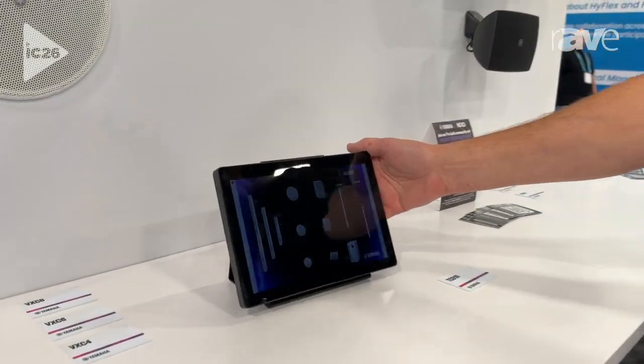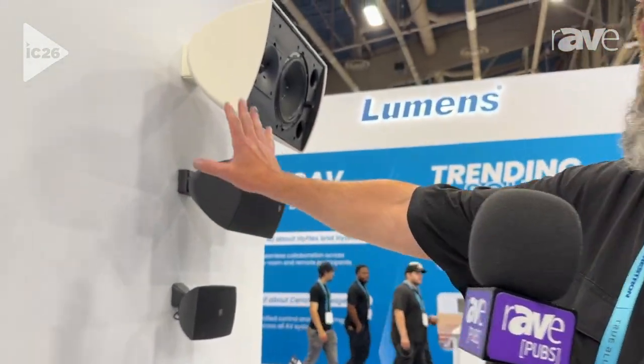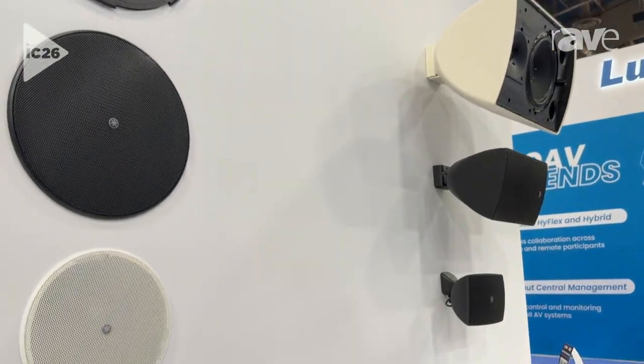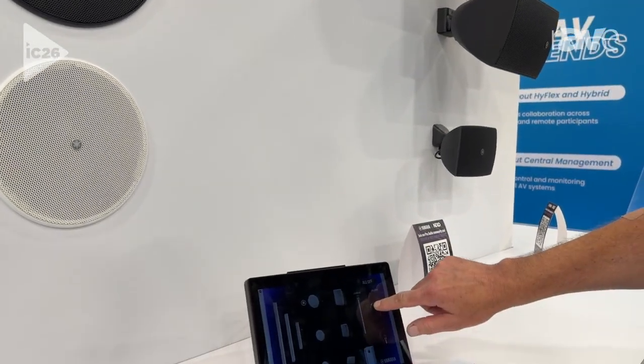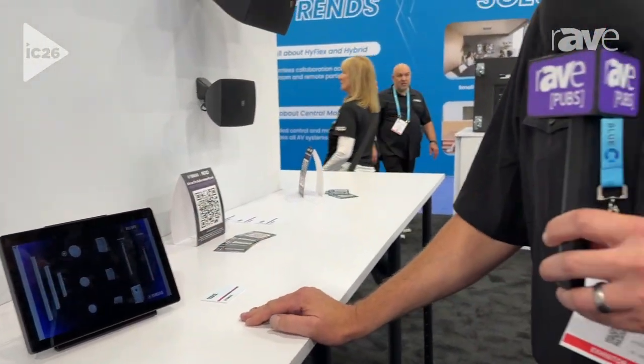is our newest touchscreen controller that we're debuting here at the show, where I am selecting all of these different speakers you see here on the wall. I can control their volume. Really cool stuff, and that's all happening in Provisionaire Control Plus.